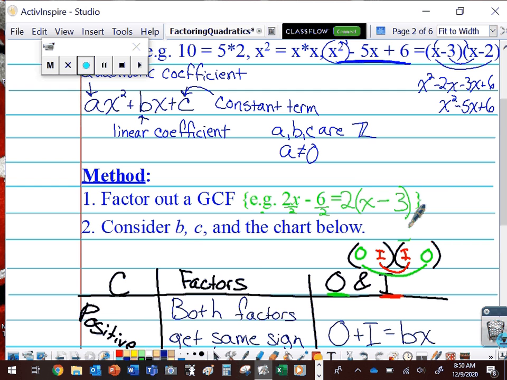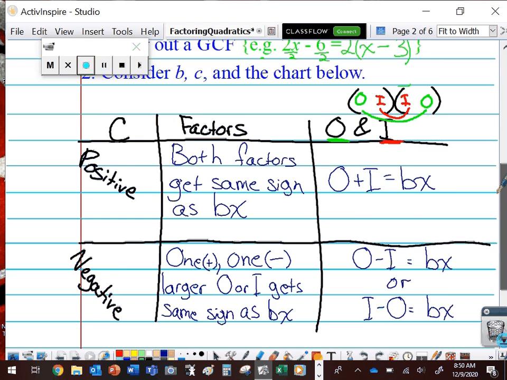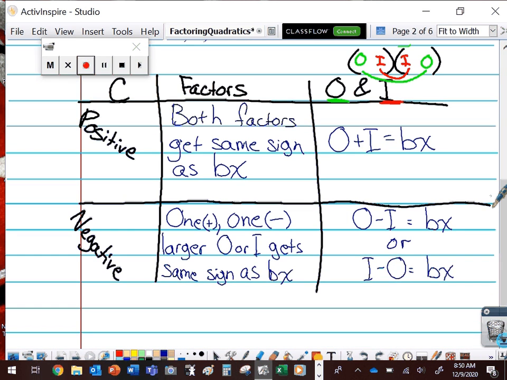Then, when I go to factor the quadratic, or factor what's left, I'm going to consider B, C, and the chart below. Okay, now we talked about this last time, so I'm just going to skim through it pretty quickly here. These are my two factors. Okay, this is a factor, and this is a factor. When I talk about the outers, I'm talking about what happens when I multiply these two together. And when I talk about the inners, I'm talking about what happens when I multiply these two together.